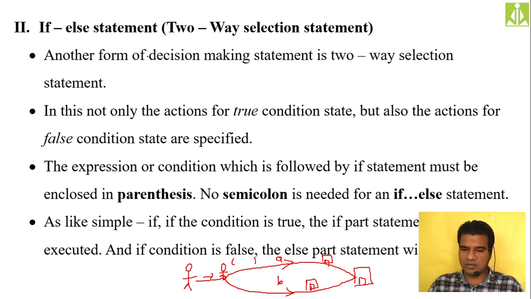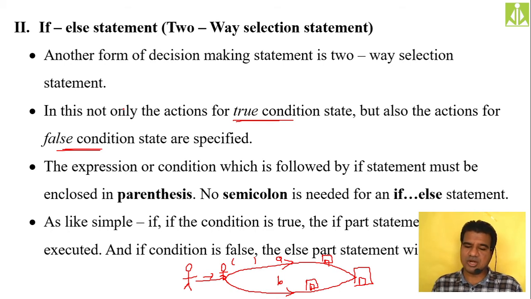So another form of decision making statement is the two-way selection statement. In this, not only the action for the true condition but also the actions for the false condition are specified. Previously we specified only for the true condition. We have not specified anything for the false condition. But here we will do both things. Not only for the true case but also for the false case we will put some statements. So whenever my condition is true, the true block will be evaluated and the false block will be skipped. And whenever my condition becomes false, the false block will be evaluated and the true block will be skipped.